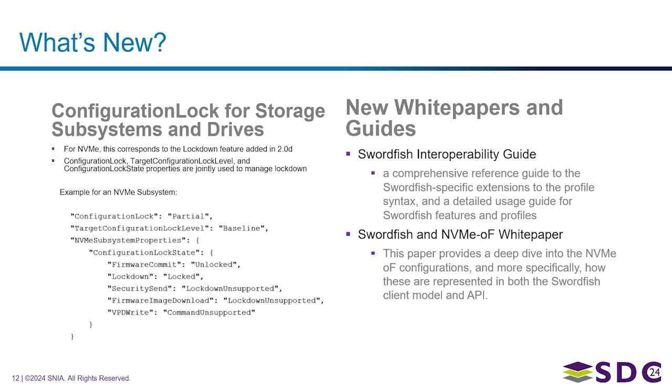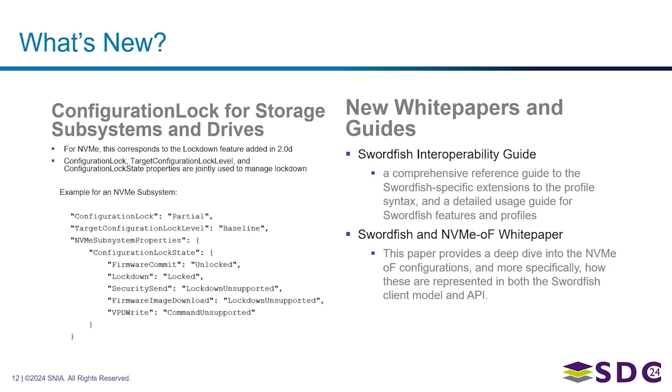So some of the bigger chunks that have come in lately that drove the 1.2.7 release was the configuration lock for storage subsystems and drives. What this is basically is the lockdown feature in NVMe up-leveled. So what we did was we took that lockdown feature and up-leveled it to a general purpose configuration lock feature that's applied across both the storage subsystem, which is the storage object, and then the drives. And so it basically has 3 different properties that work together.